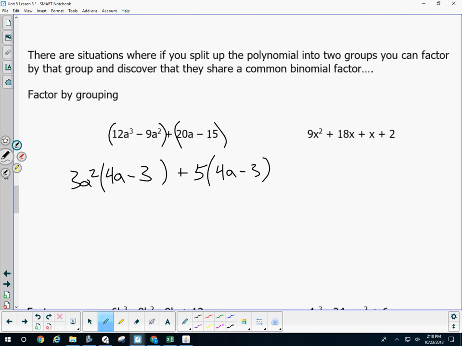And then notice, after factoring both of these separately, I took this guy, factored him to this. Took this guy, factored him to be this. We have a situation just like the one we did where the common factor is a binomial, something with addition or subtraction. Here I have a 4a minus 3. Now notice I have a plus right here, so make sure you have a plus here. The 4a minus 3 can be factored out, leaving you with 3a squared plus 5.